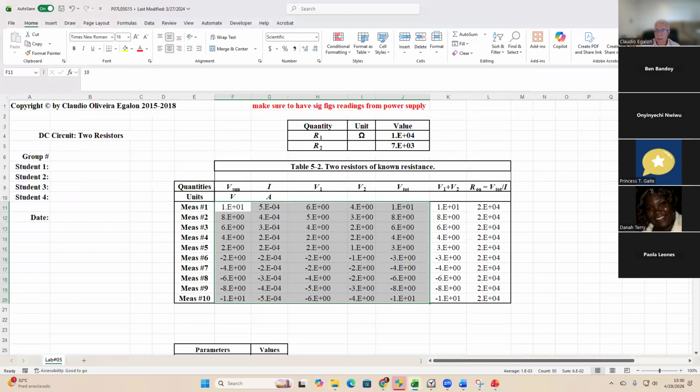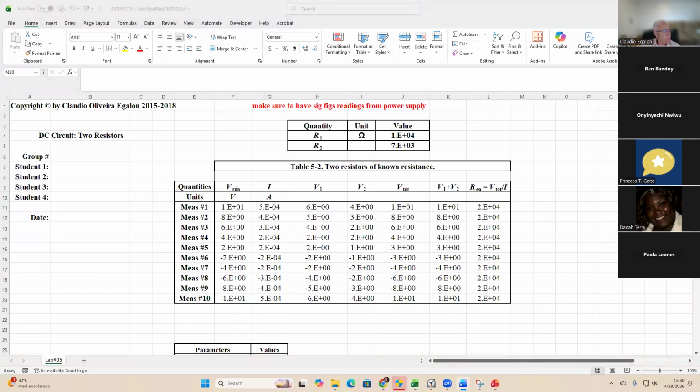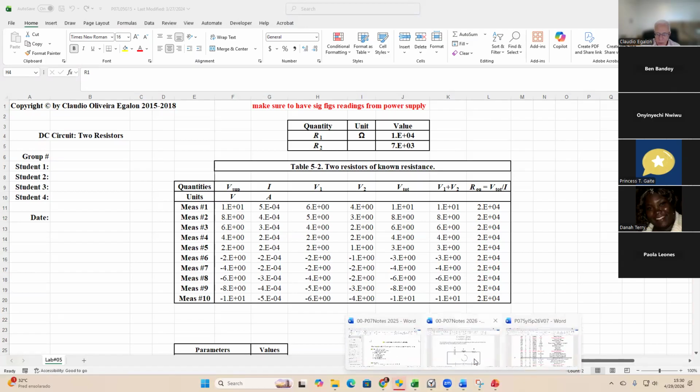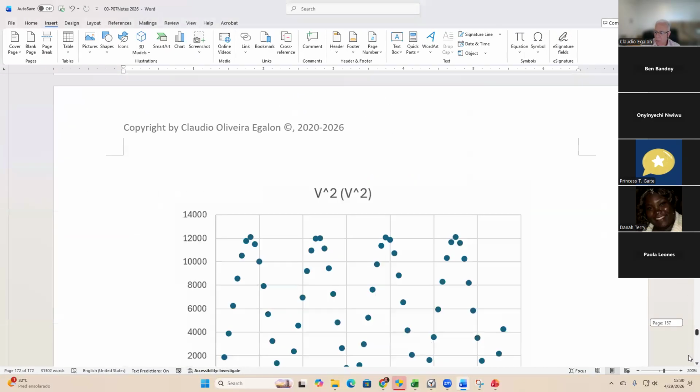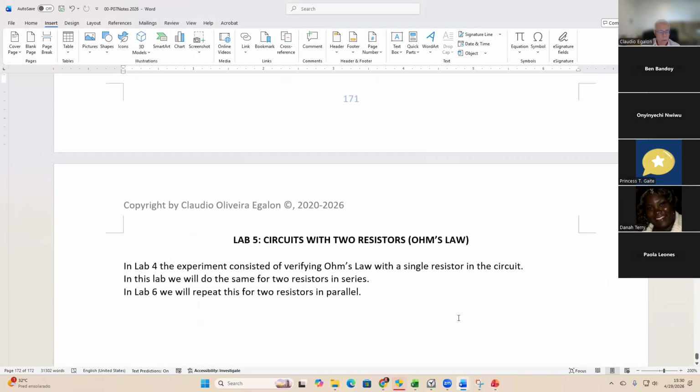Okay, and how this experiment is performed. First, let's start with the materials. Notice that we have two resistors, R1 and R2. So definitely we are going to need two resistors, resistor 1 and resistor 2.